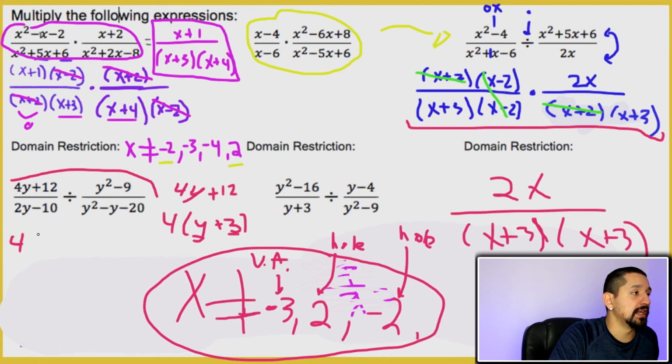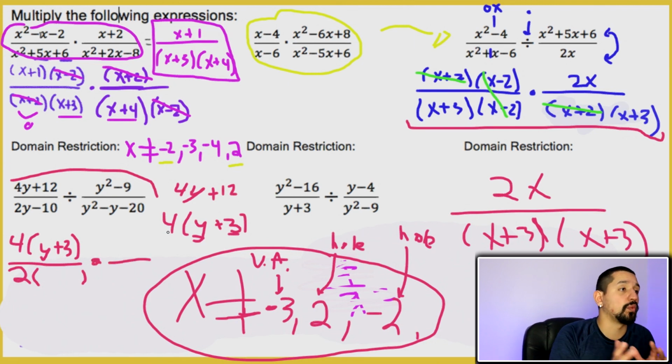So this top one is going to be 4 parentheses y plus 3 divided by 2. Go ahead, put a set of parentheses and go ahead and do this one out. This is turned into multiplication, and then I'll go ahead and let you figure this one out. Notice they're y's instead of x's, but the principles remain the same.